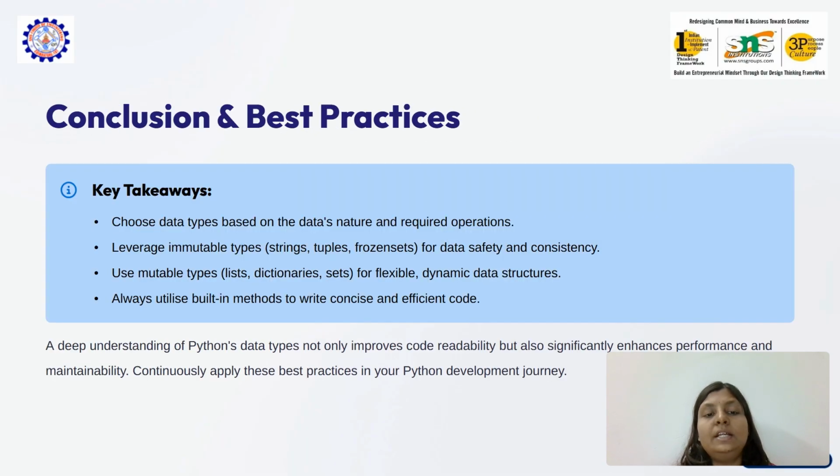Conclusion: choose data types based on the data's nature and required operations. Leverage immutable types, strings, tuples, frozen sets, for data safety and consistency. Use mutable types, lists, dictionaries, sets, for flexible dynamic data structures. Always utilize built-in methods to write concise and efficient code. A deep understanding of Python's data types not only improves code readability but also significantly enhances performance and maintainability.